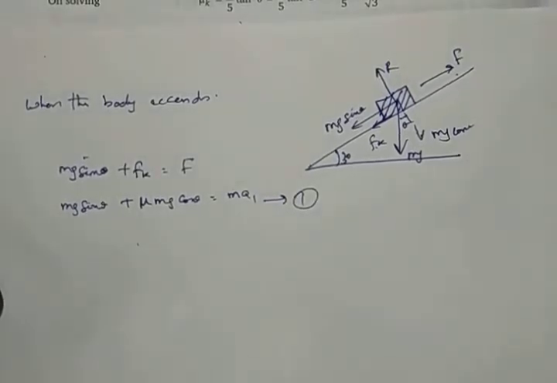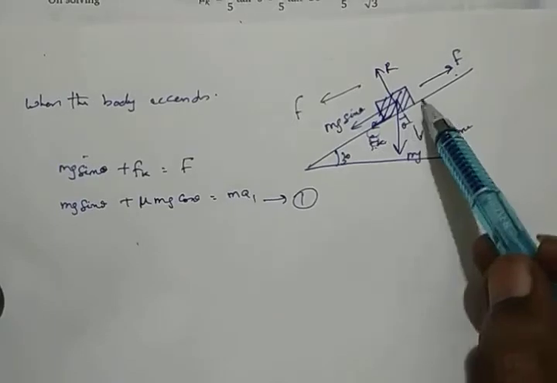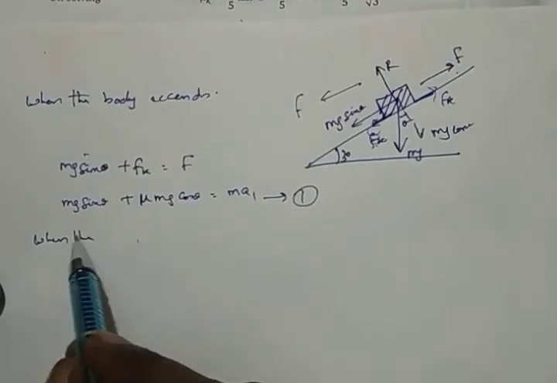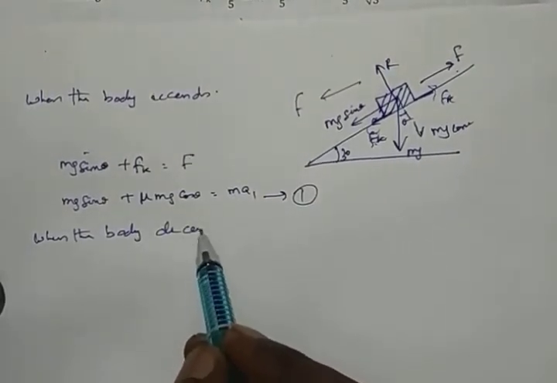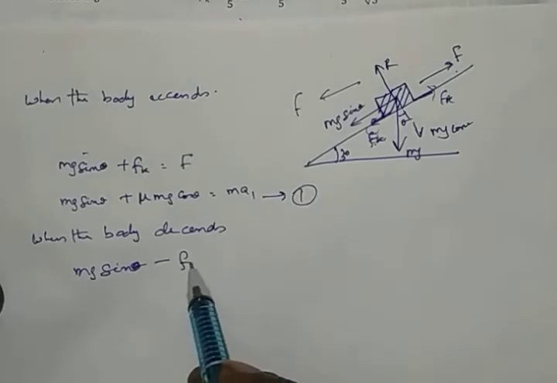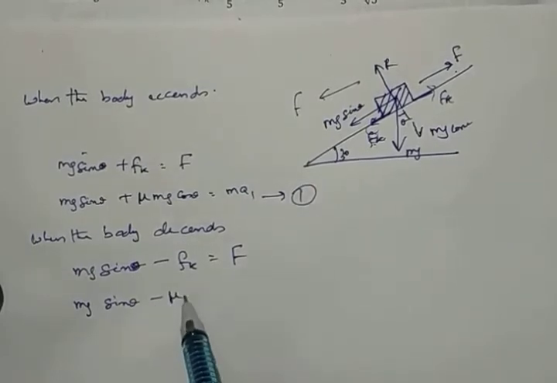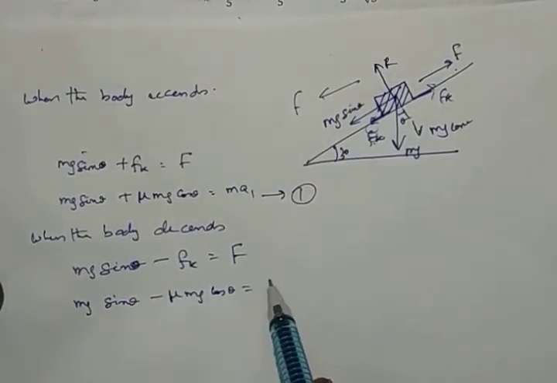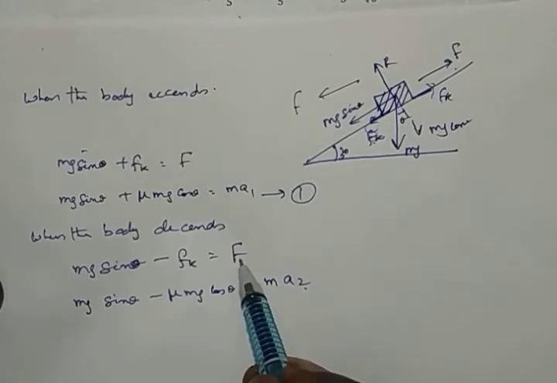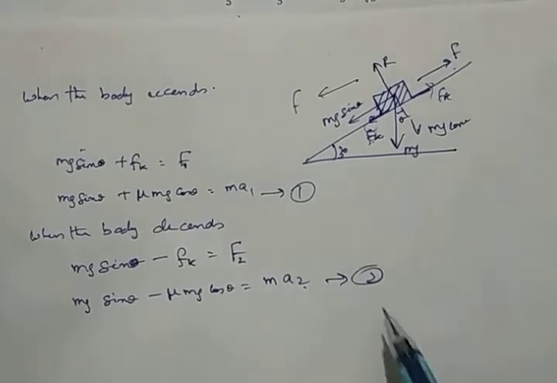Right? Now similarly, when the body is going downwards, what will happen? Then Fk will start moving in this direction. That's the only difference you will get when the body descends. So mg sine theta minus Fk is going to be equal to F: mg sine theta minus mu mg cos theta is going to be equal to m into a2. Acceleration is a2. Maybe you will take it as f2 here, and this is f1 here. So you get that different value here. This is equation number 2.